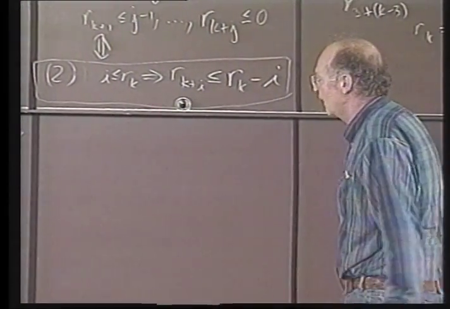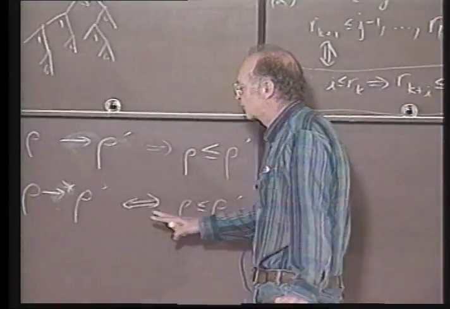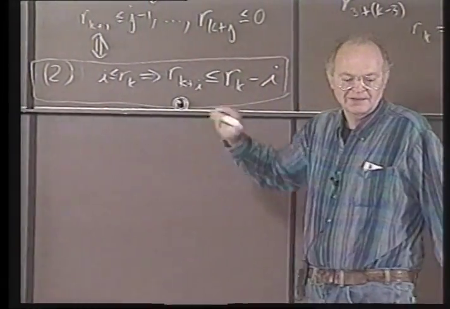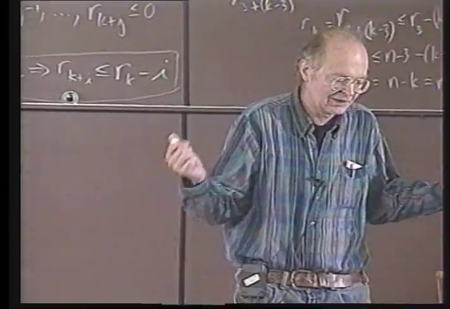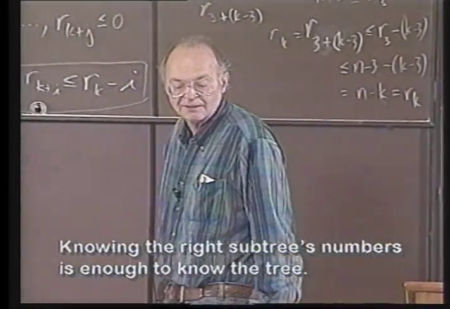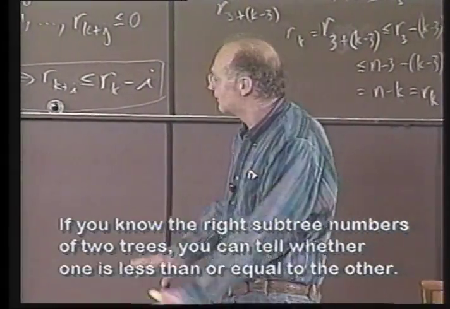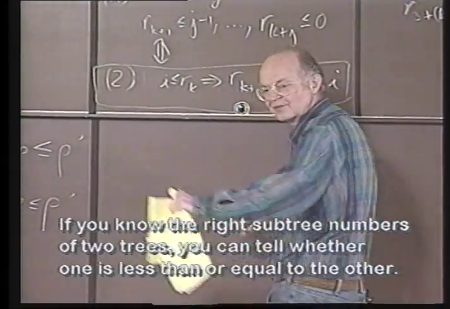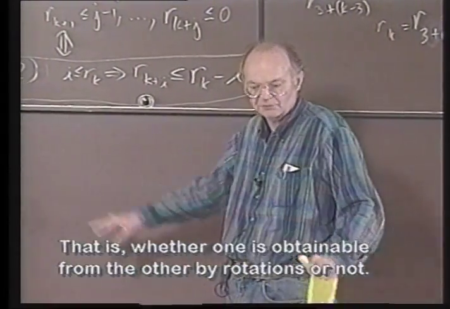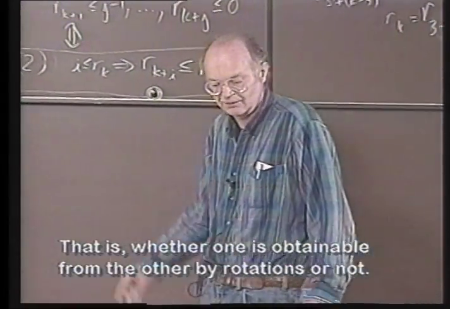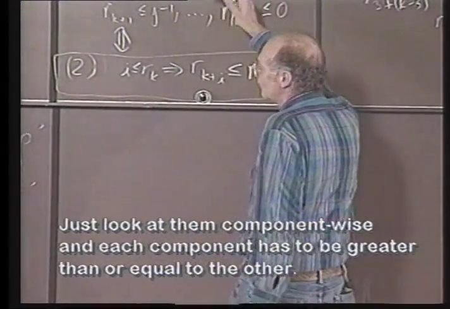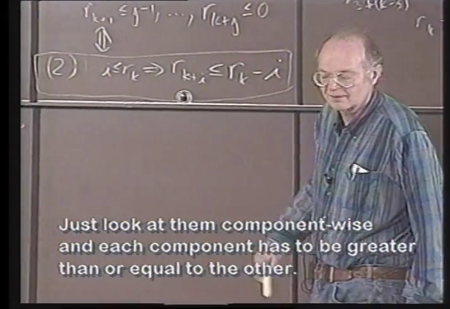And so this is a very nice characterization. You just look at these right subtree numbers, and then as we first saw, knowing the right subtree numbers is enough to know the tree. And secondly, if you know the right subtree numbers of two trees, you can tell whether one is less than or equal to the other. One is obtainable from the other by rotations or not. It's just look at them component-wise, and each component has to be greater than or equal.